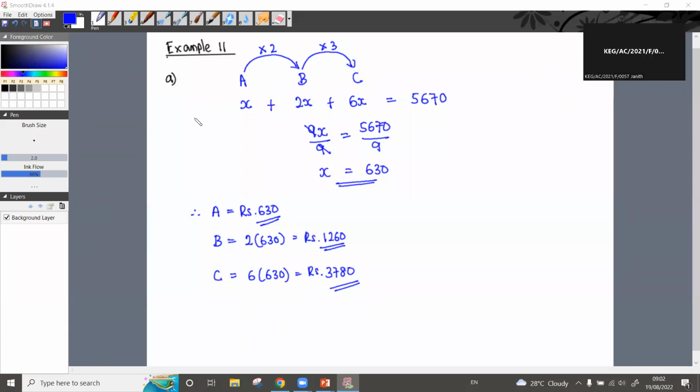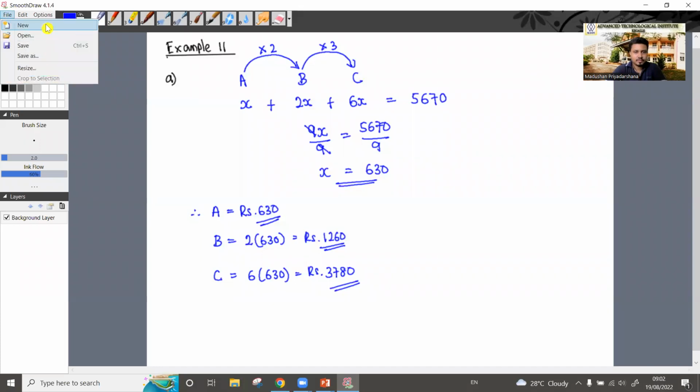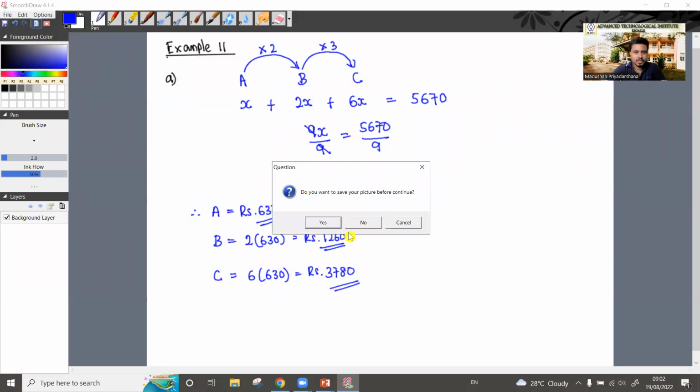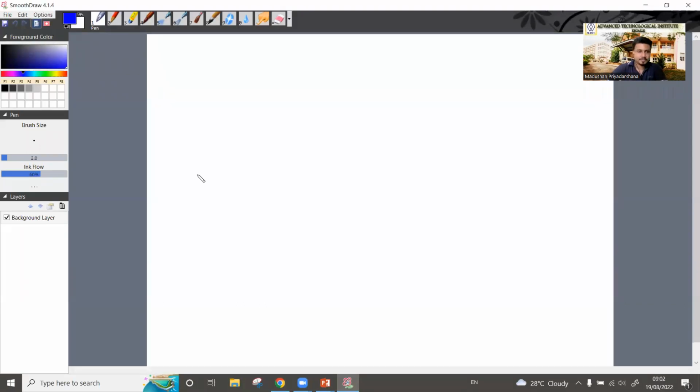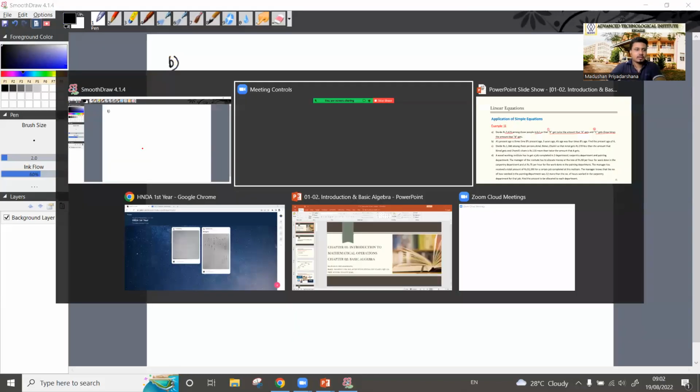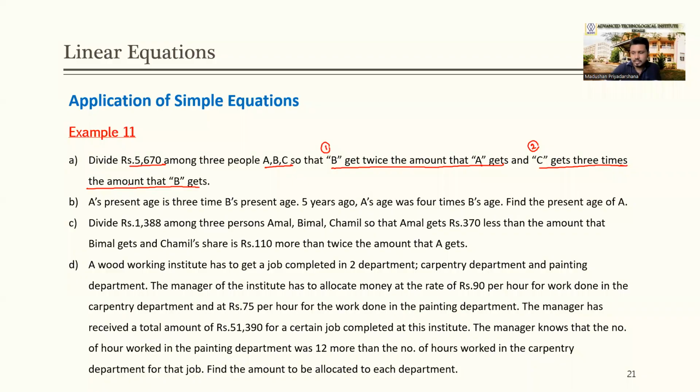Right. So then let's move to part B. I'm not going to save this one. No? Right. Part B.